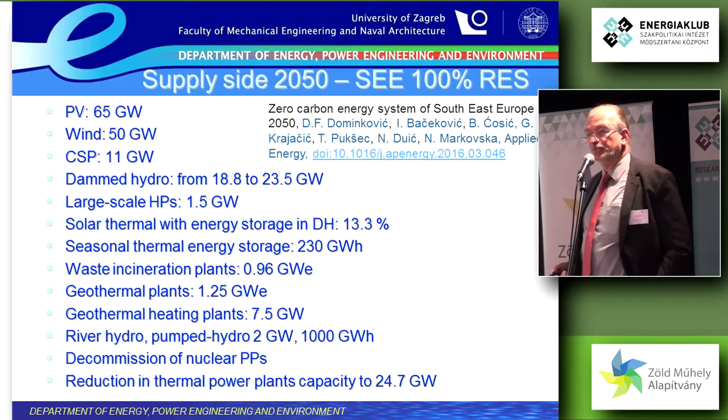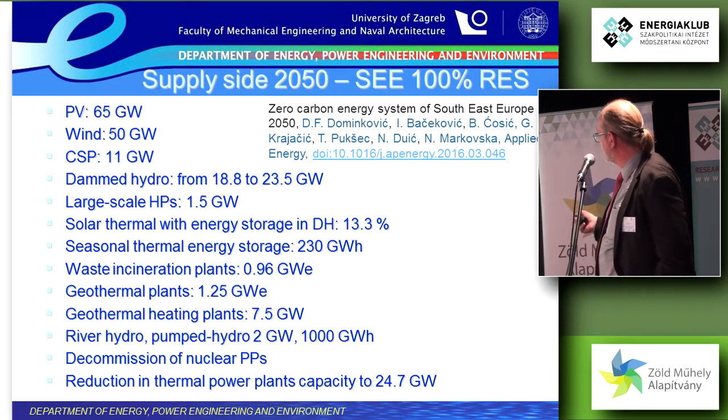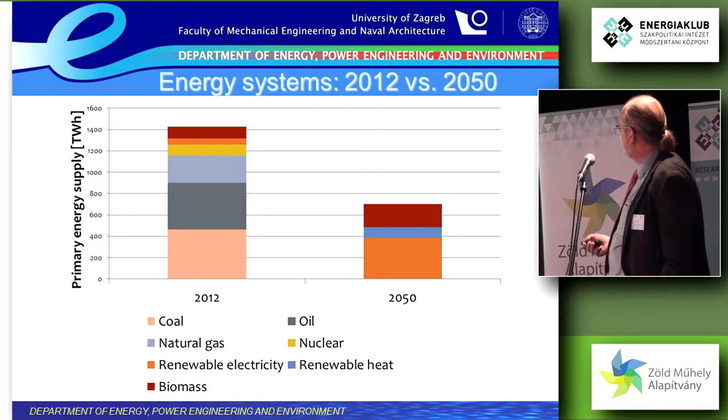If we look at the example of the model that we did for Southeast Europe, 100% renewable Southeast Europe, you can download it from this paper in Applied Energy. You can see it's a lot of renewables, a lot of heat pumps, solar thermal energy storage. We need it for seasonal storage, some geothermal, lots of hydro, closing down nuclear power plants, and a significant reduction of thermal power plants. And we come to the following comparison between 2012 and 2050.